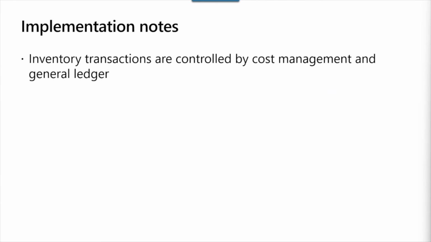The first thing to note is that while global inventory accounting gives us additional ledgers, inventory transactions, InventTrans, is controlled by the cost management and general ledger module configurations. So we're still, period open and close is covered by our standard process. And the cost that is posted to InventTrans is going to be based again on your item model group and all the other configurations we've covered in the past. That is the current state.